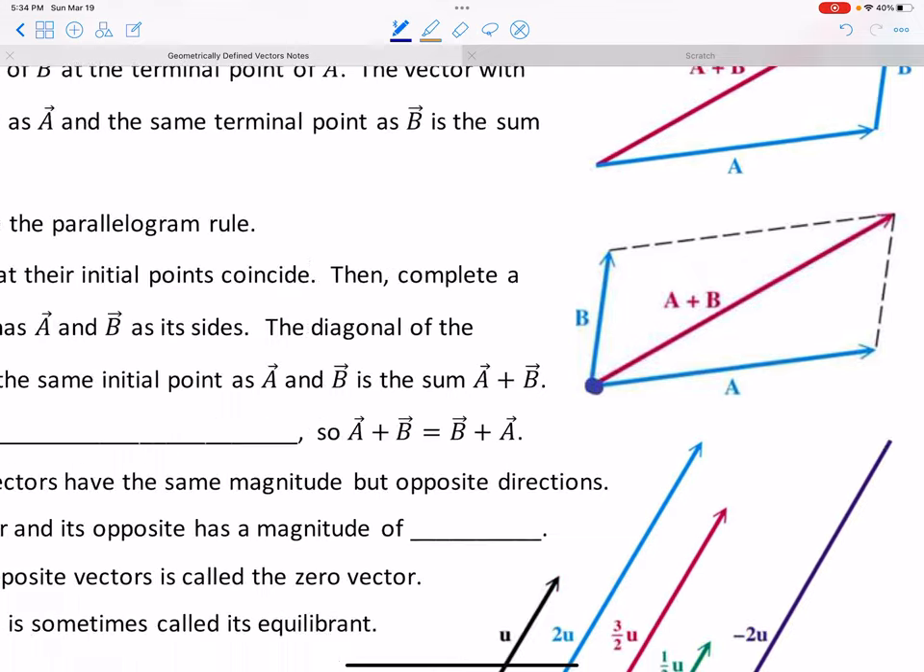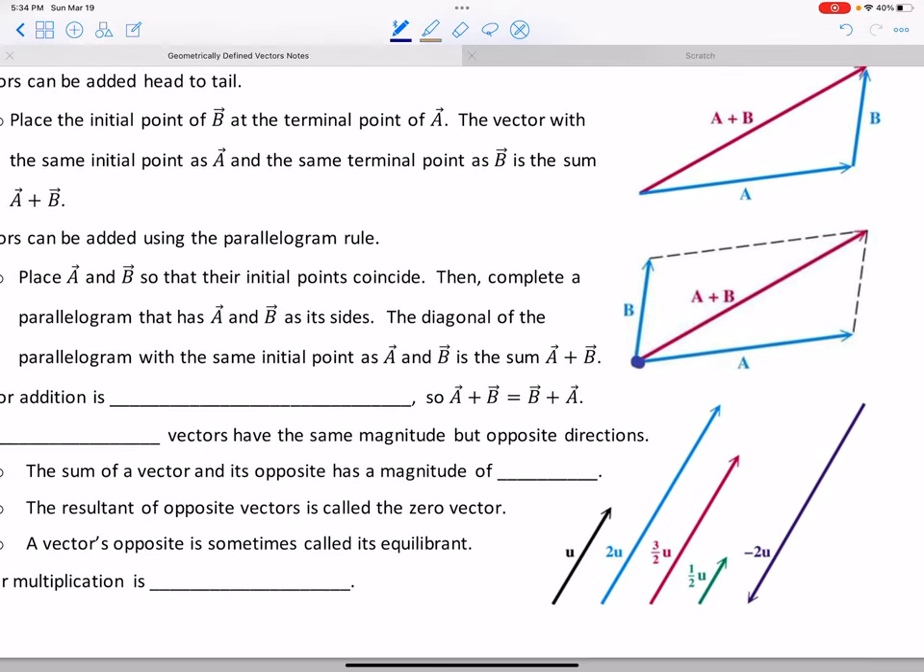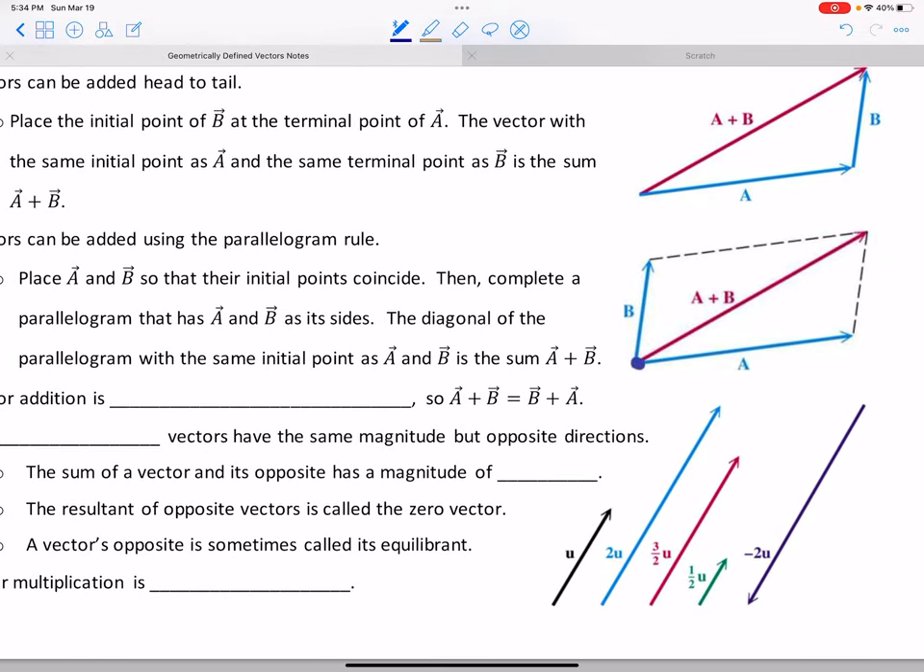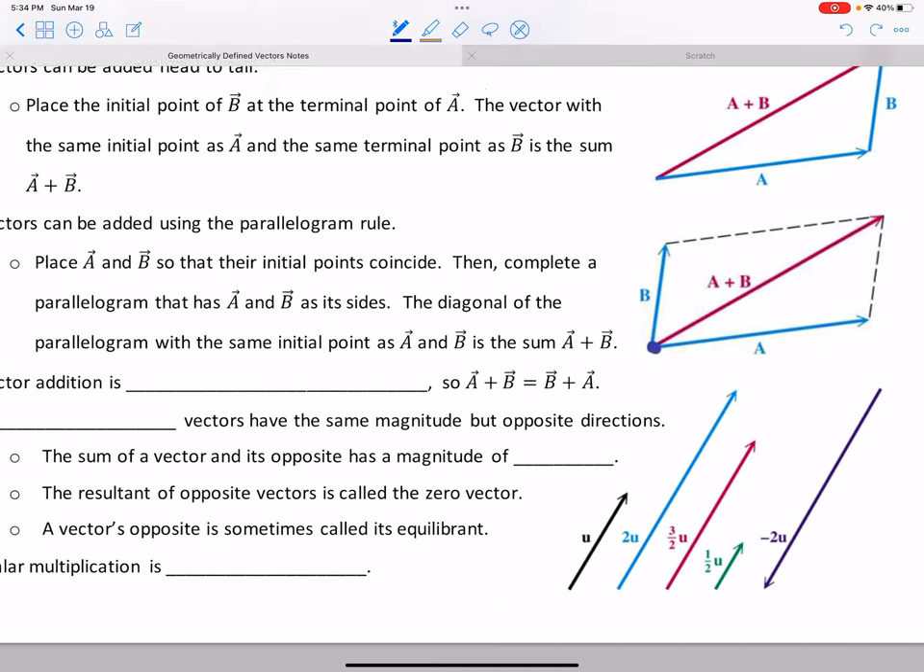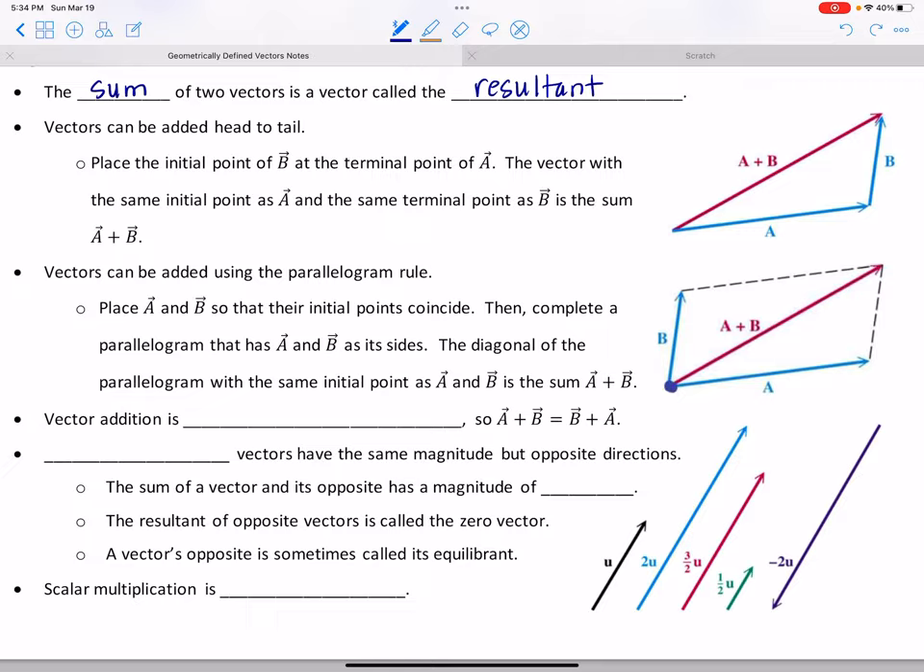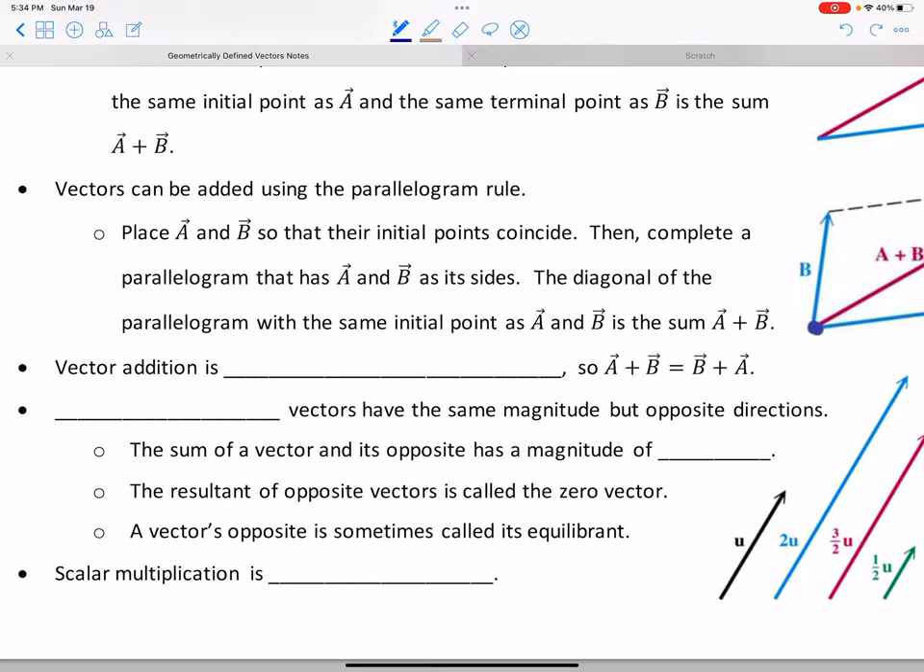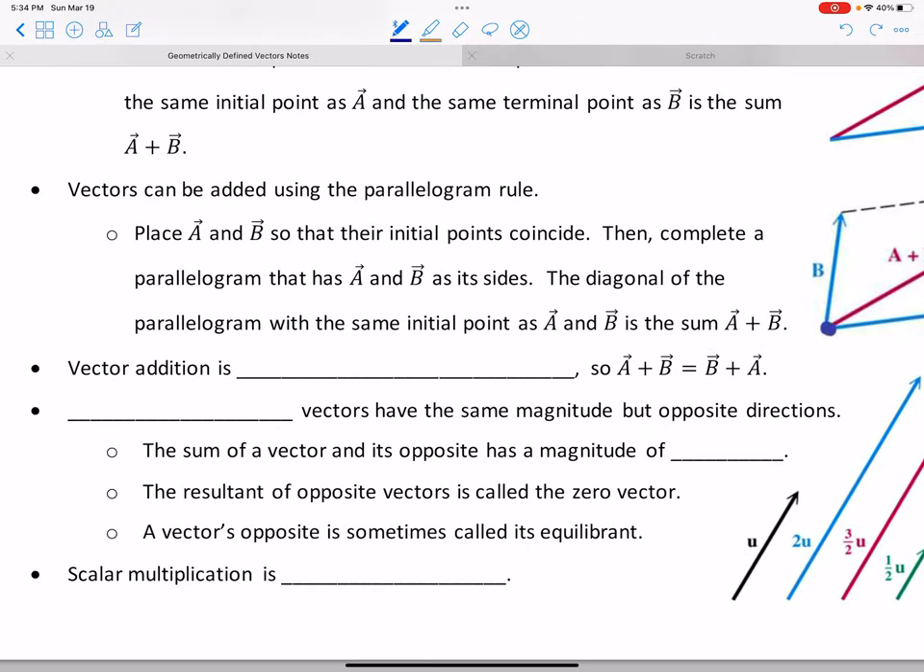Now it doesn't matter the order that we add these, so if I was to switch the sides A with B and make my parallelogram that way, it's not going to matter. I'm going to end up with the same sum. So when the order that we add doesn't matter, which is true for normal addition, we say that the addition is commutative. We can change the order and not change the problem.